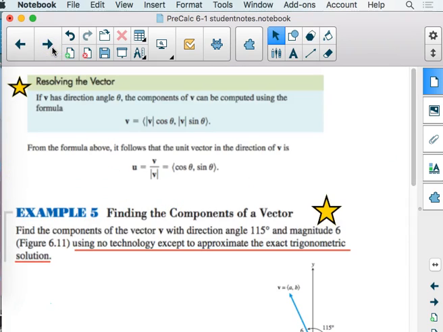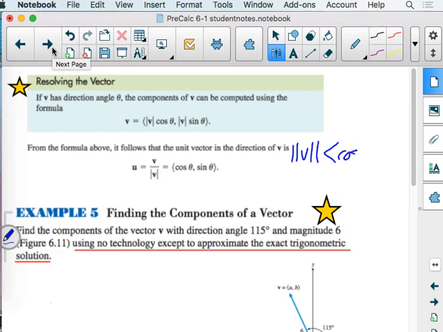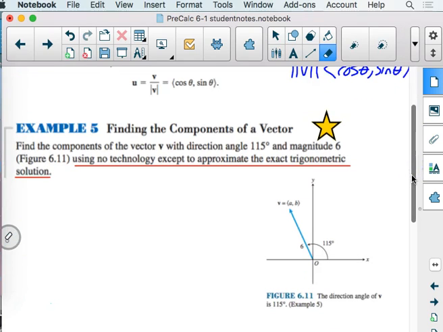All right, so resolving a vector. If v has direction theta, the components of v can be computed using that little baby formula right there. Magnitude of v, cosine of theta, comma, magnitude of v, sine of theta. From the formula above, it follows that the unit vector in the direction of v would just be cosine theta, sine of theta. It's like just factoring it out, you know. We say, well, both of these have a v, so can't I just take out that magnitude of v and think of it as a scalar? And absolutely you could.